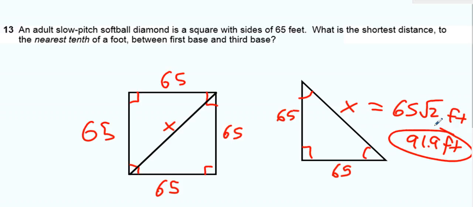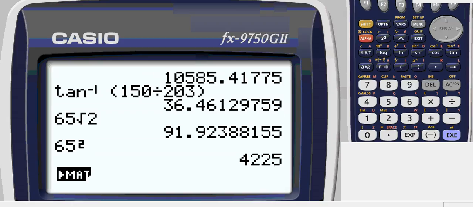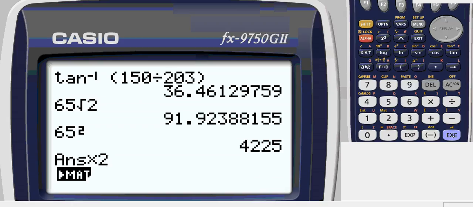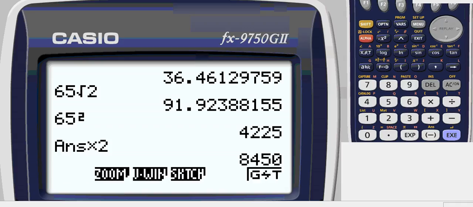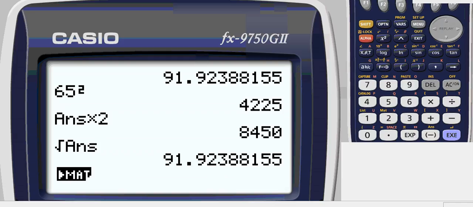If you didn't recognize it was a 45, 45, 90, you would just do the Pythagorean theorem and do 65 squared plus 65 squared equals x squared. So you'd have 65 squared plus that same number again, so times 2. And then we square root that answer to get x, and you're going to get the 91.9. Square root of 8450 is 91.9, so same answer.